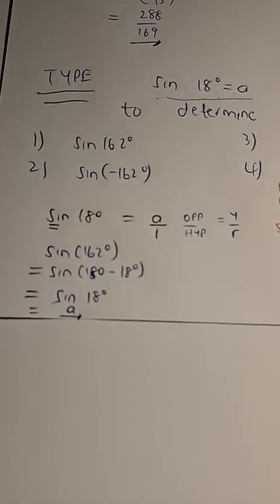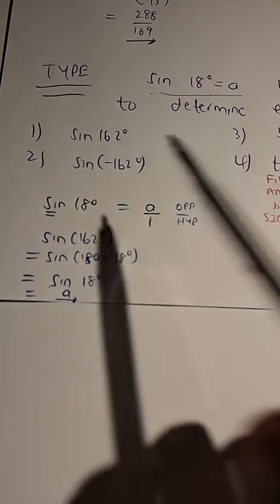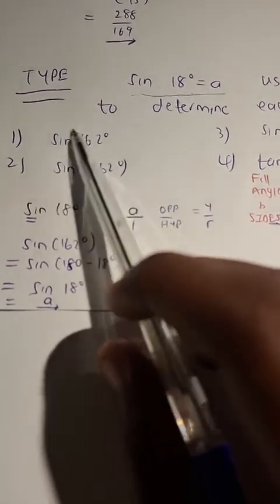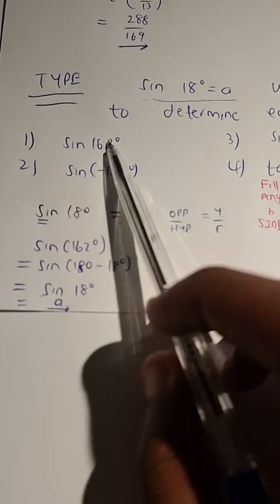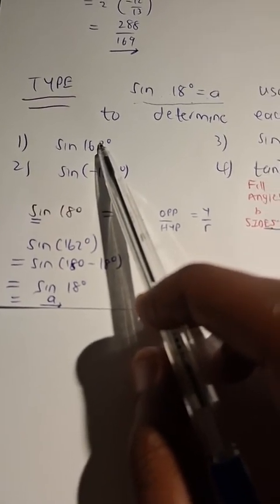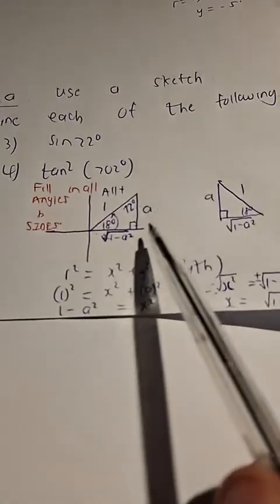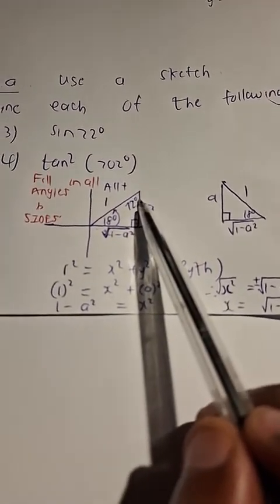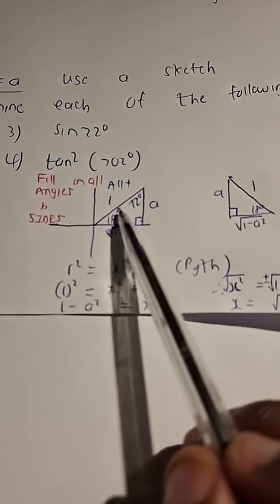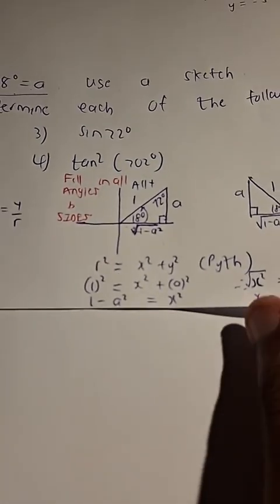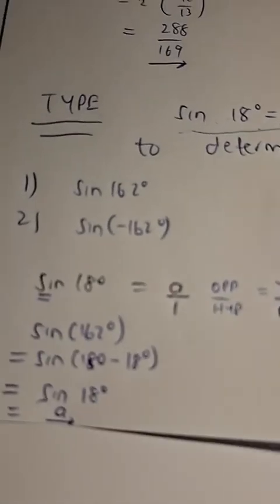Okay. There it is. Done. Sine 162 is done. So all angles that are not acute, we need to reduce them using our function values. And we need to reduce them in such a way that in the mix of the acute angles we have, we must at least have 18 or 72 degrees in order to be able to use the diagram. Let's look at the next one.